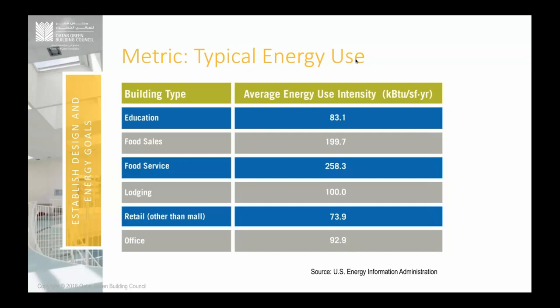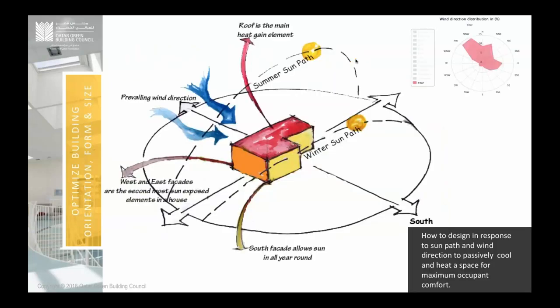From that, you can start benchmarking yourself. You can understand, where can I go further? What are my targets? Should I go below that? How far can I go? So if the average is 90 kBTUs per square foot per year, I wouldn't say that I have an energy efficient building with 120 kBTUs, for instance. You need to be below that.